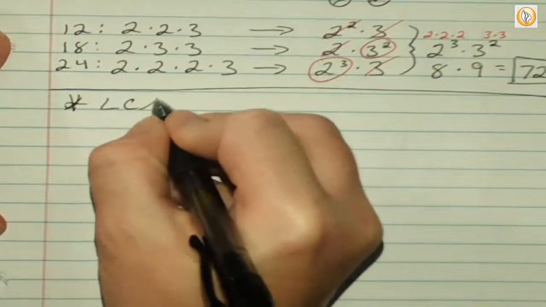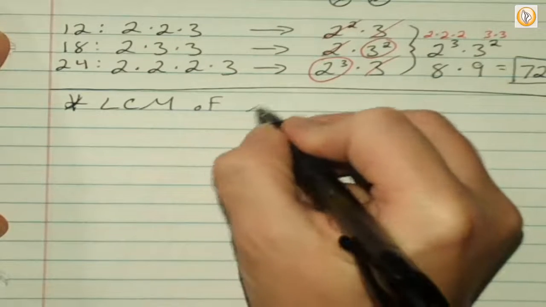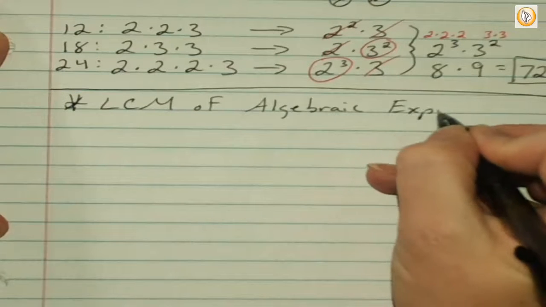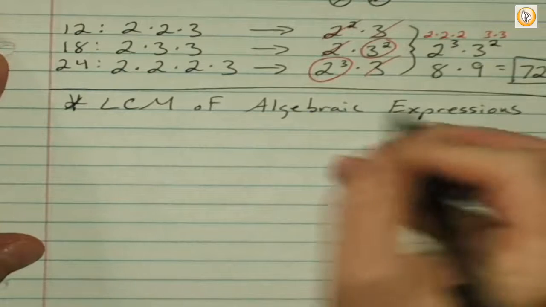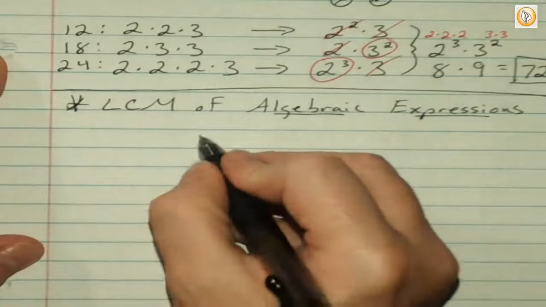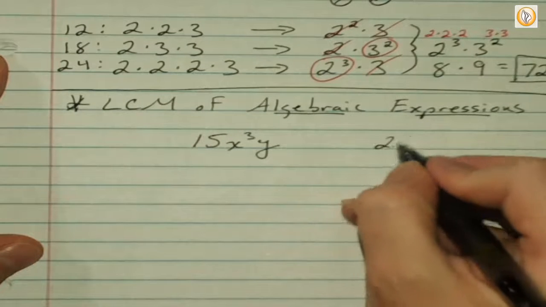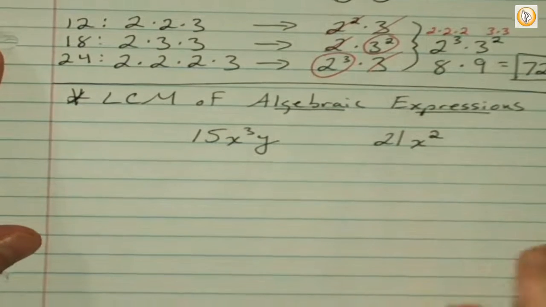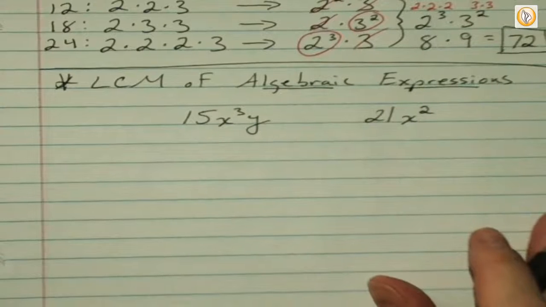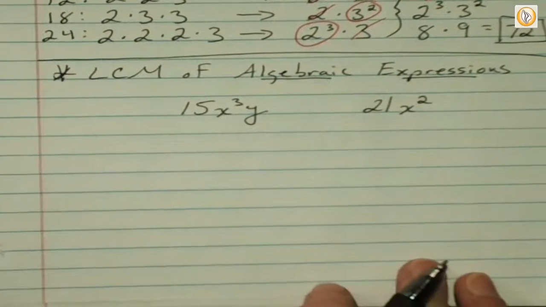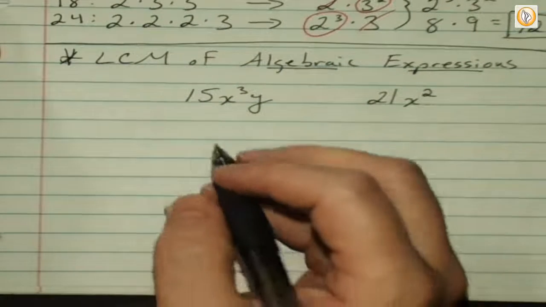Now let's throw in some letters, algebraic expressions. Let's do 15 x to the third power y and 21 x to the second power. I think I'm going to do this example and then one more, and then I'm going to set y'all free.